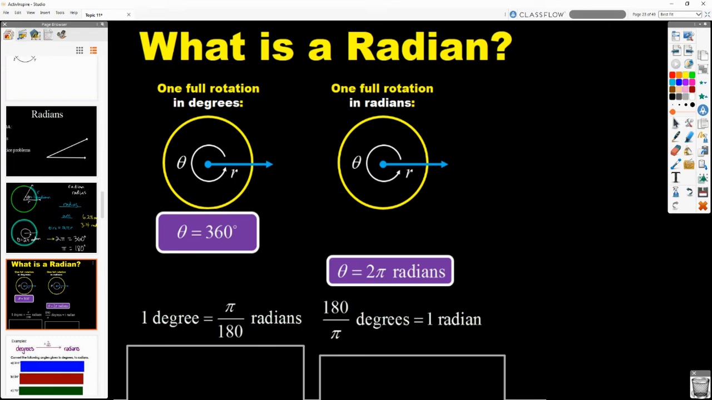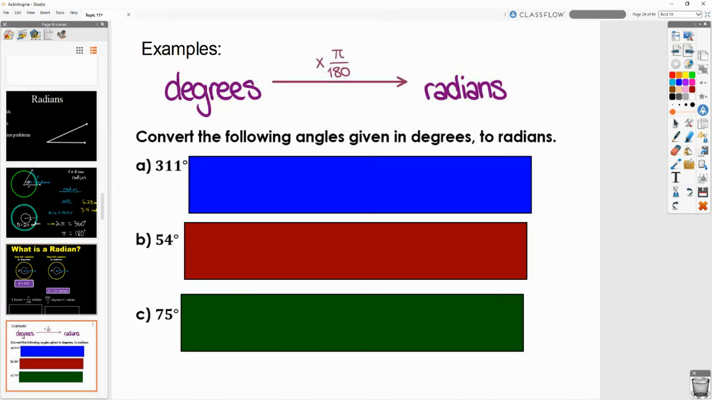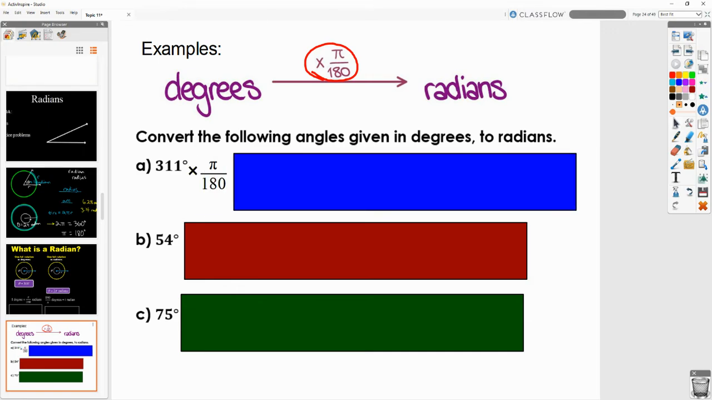Okay, so the reason we're going through all of this is because we want you to be able to convert in between radians and degrees. Okay, so in order to convert degrees into radians, you multiply times this number right here. You multiply times pi over 180. Now that is not the most complicated thing in the world, y'all. Okay, what we're going to do is we're just going to treat this like any other multiplication. 311 times pi over 180.